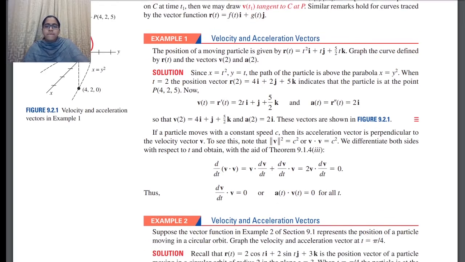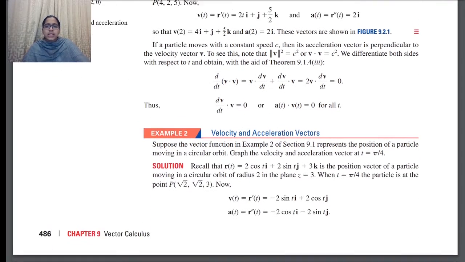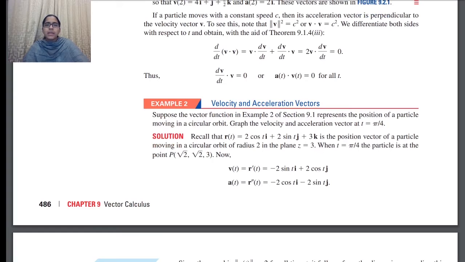Now next is a note which states that if any particle is moving with a constant speed, say c, then the acceleration vector and the velocity vector will be perpendicular to one another. Now how can we see that? Let us go to the proof of this.